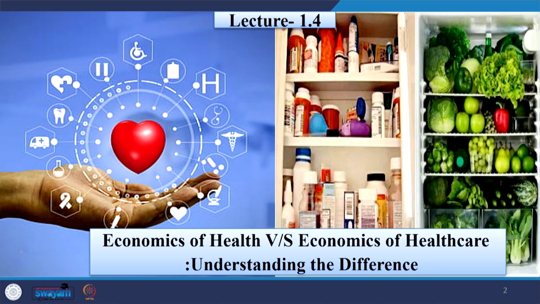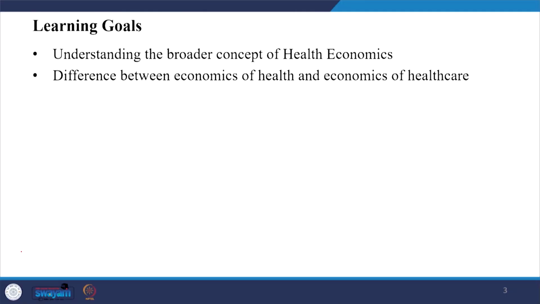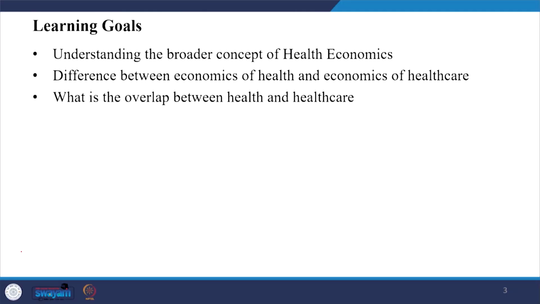There is obvious confusion among readers with these two terms. Based on that, somewhere we will be addressing the quantity issue, somewhere the quality issue, and accordingly different institutions are designed. The agents which we emphasized in the previous lecture are very important while defining economics of health and healthcare. The important learning goals in this lecture are understanding the broader concept of health economics, and differentiating these two.